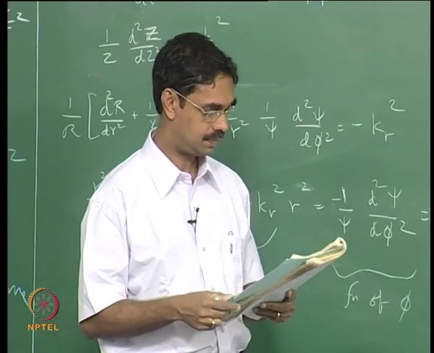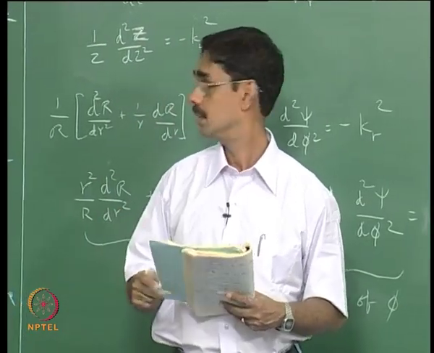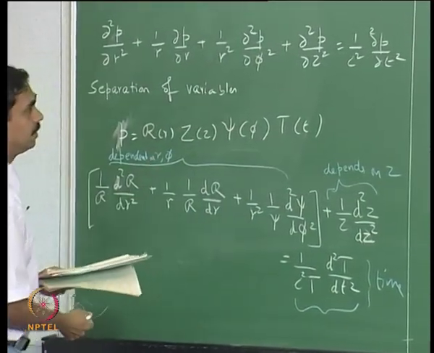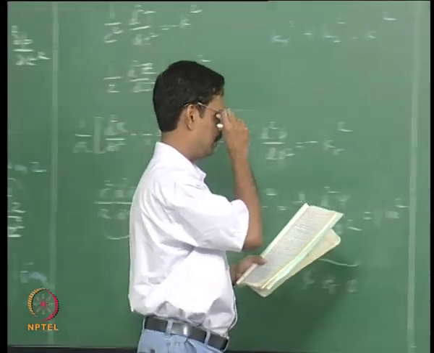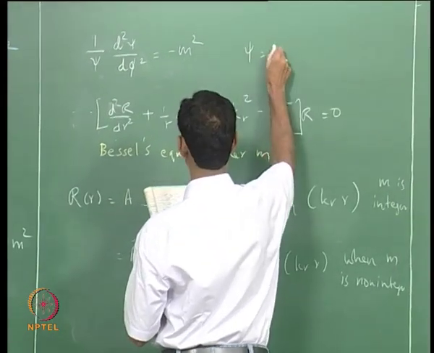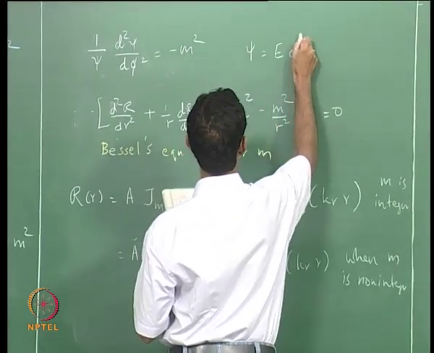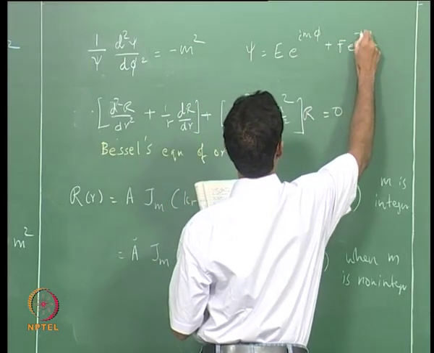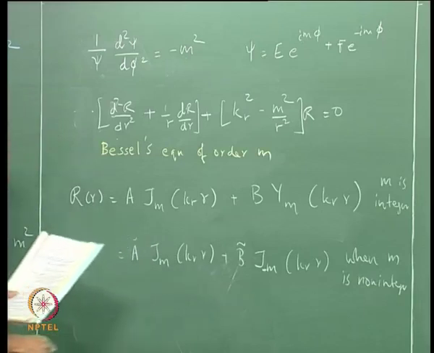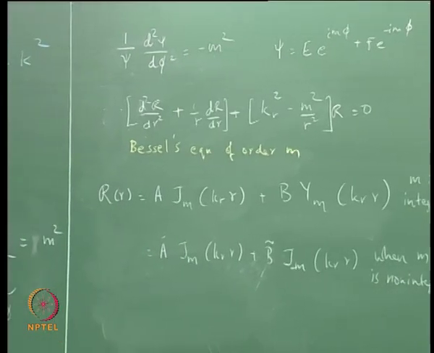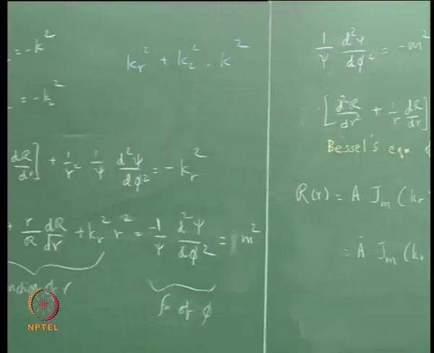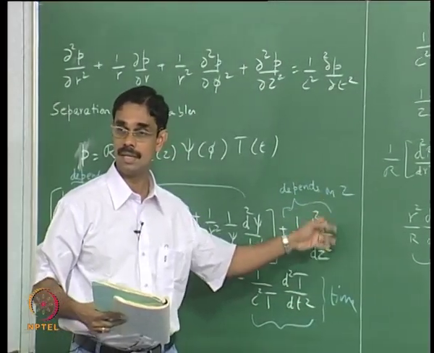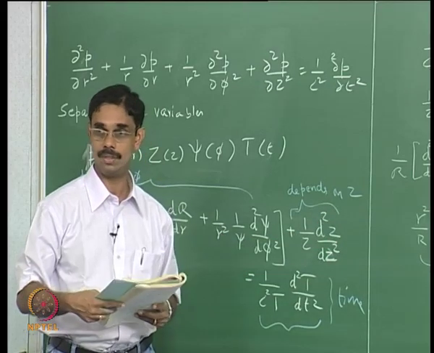So a general solution is the product of these. We know R of r, and we know the solution to psi would be e to the power i m phi, and for z we can get e to the power i k z plus e to the power minus i k z, and you can multiply all of them and you can get the general solution.